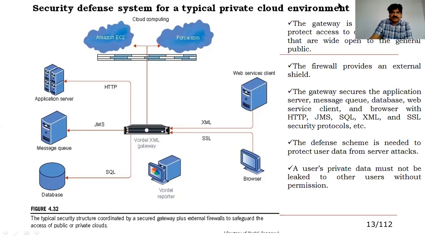Now let us take an example. There are two cloud service providers, namely force.com and Amazon EC2, Elastic Compute Cloud. These two are well-familiar cloud service providers, and they are providing some services to the end users like platform as a service, software as a service, and infrastructure as a service.